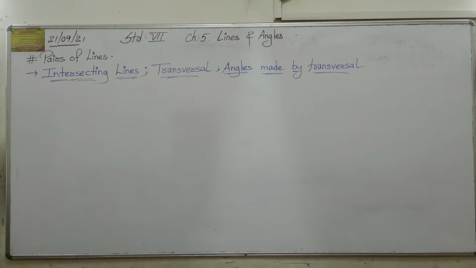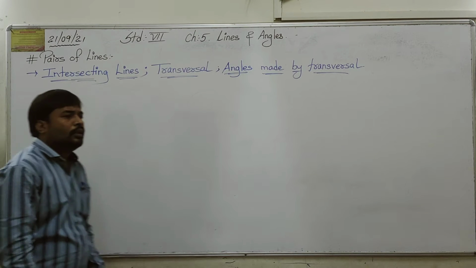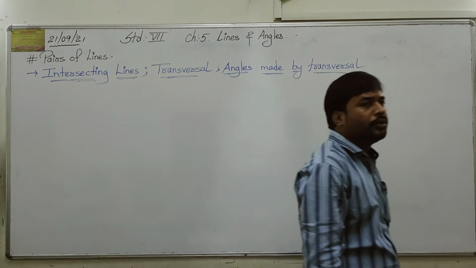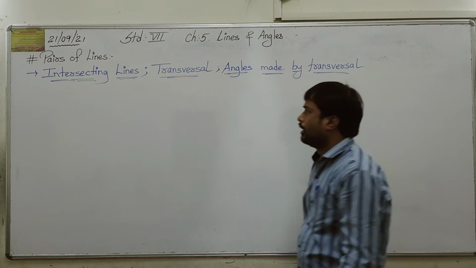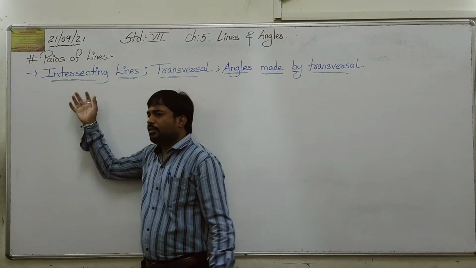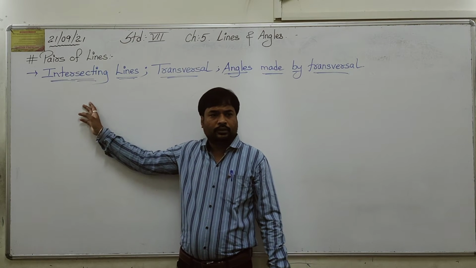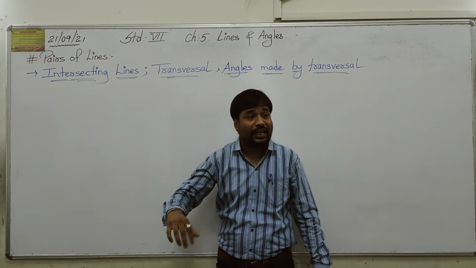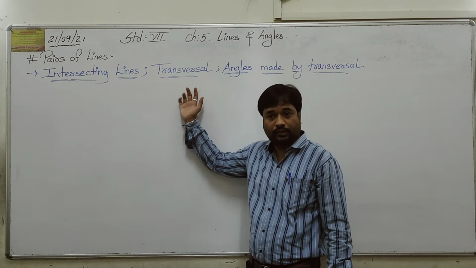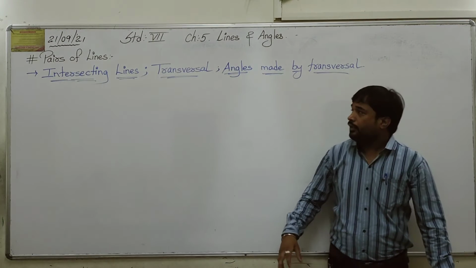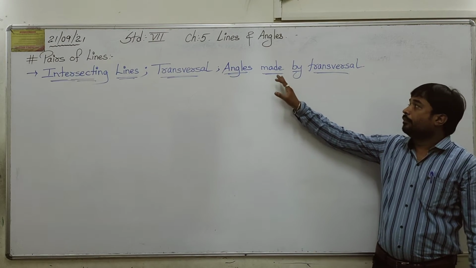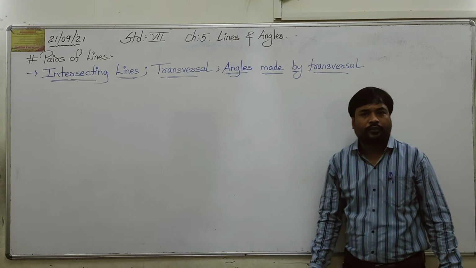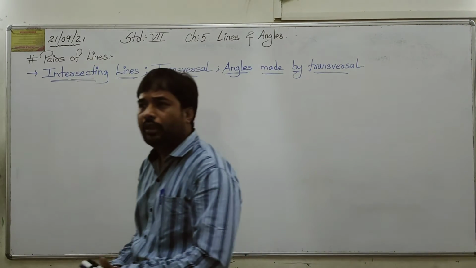Moving ahead with the chapter. Right? Now, the important point: pairs of lines. Whenever pairs of lines are given to you, there might be three conditions. The first one, the lines may be intersecting lines. Second, that intersecting line may contain a transversal. And third, the angles made by the transversal. These are the three topics that we are going to learn today.